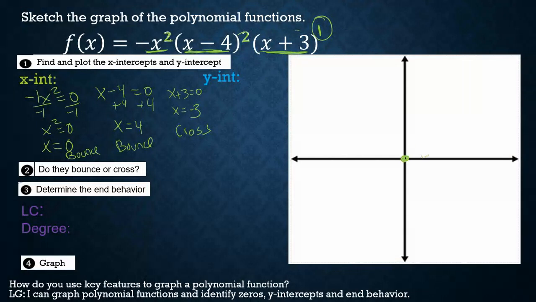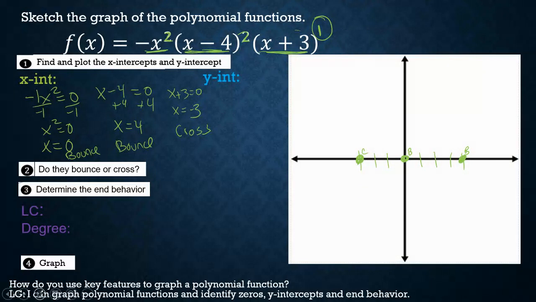So that's 0, 1, 2, 3, 4, and negative 3: 1, 2, 3, negative 3. So I just did all of my x-intercepts. And I know this one bounces. I like to put a little b. This one bounces. This one crosses.